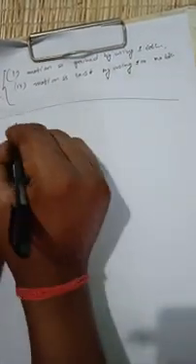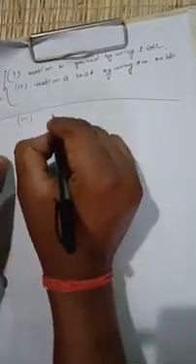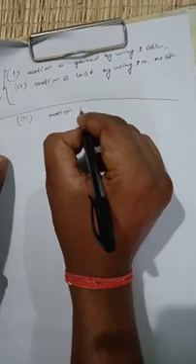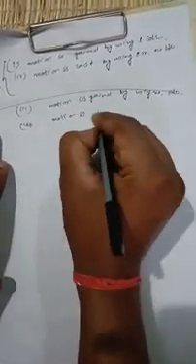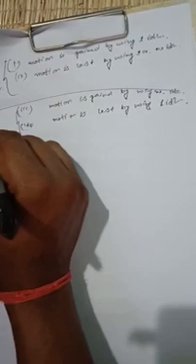And another: motion is gained by using no idler, and last, motion is lost by using one idler. This is for compound train.